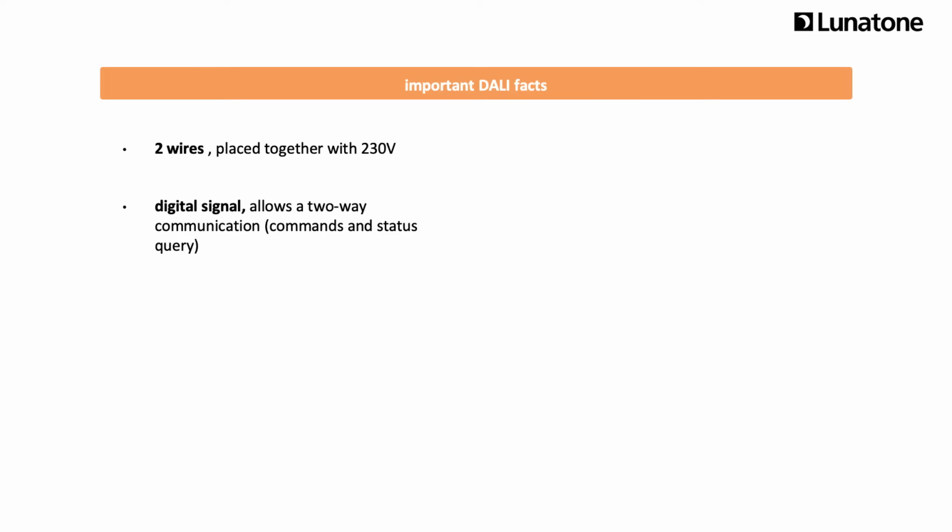Furthermore, the digital signal also allows a two-way communication. Not only can control commands be sent to devices, but information and status can be queried from the device as well. To enable device-specific communication, the devices on the DALI line can be addressed. The device address, DALI address, makes it possible to send commands to specific devices. 64 control gears can be addressed on one DALI line.